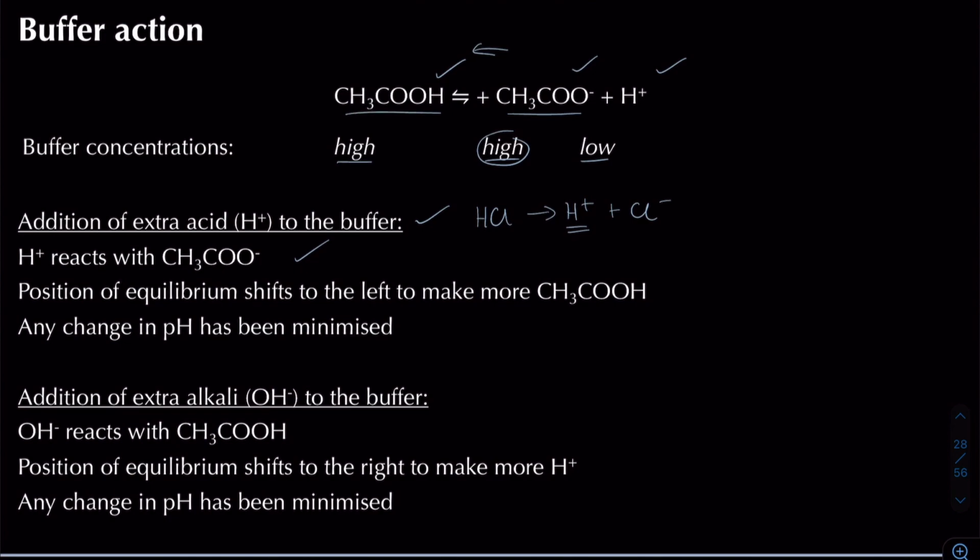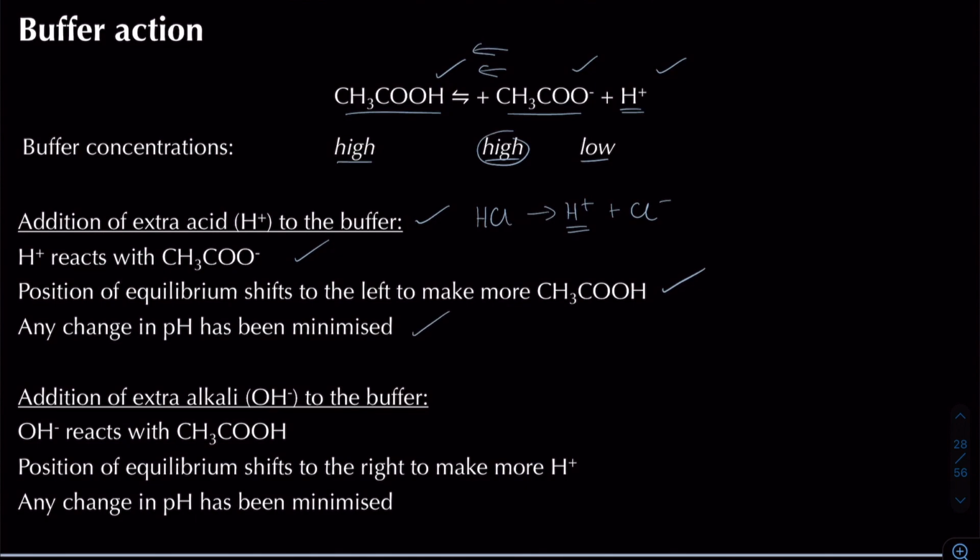And so if we've now added H plus into our buffer solution, the buffer solution will get rid of any extra H plus by shifting the equilibrium to the left to make more undissociated acid itself. So we need to make a final statement in this as well, where we say that any change in pH is minimized.